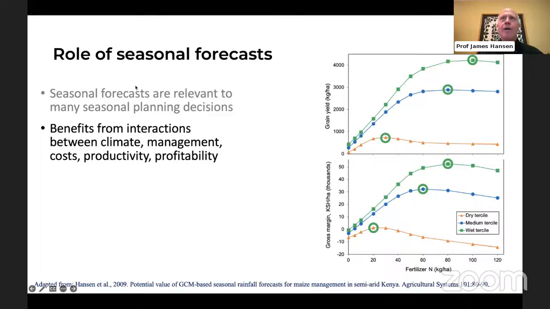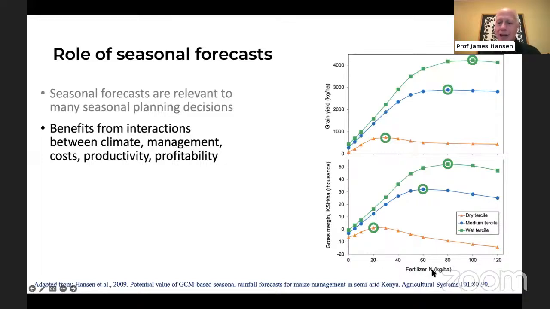One of the reasons why seasonal climate forecasts are useful is the interactions between climate, management, management intensity, costs, productivity, and profitability. So those are a lot of factors, and the interactions can be complex. The graphs on the right are based on simulations from the same study from Kenya that I showed in the last session, looking at maize management. The top graph is yield, productivity. The bottom graph is gross margin, profitability, in thousands of Kenyan shillings per hectare.